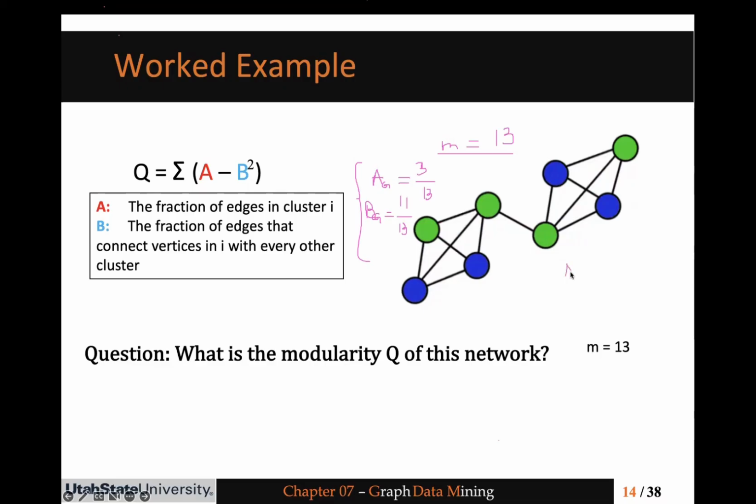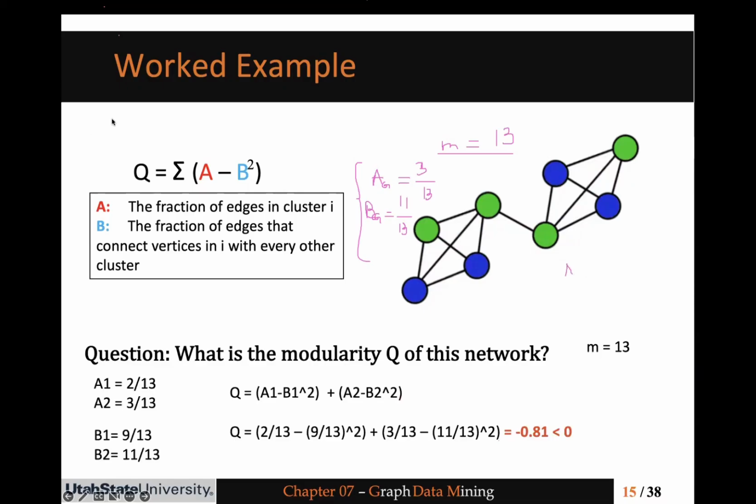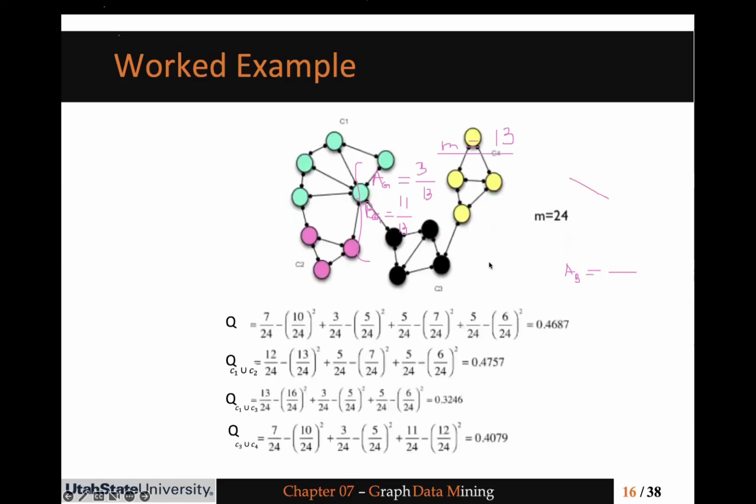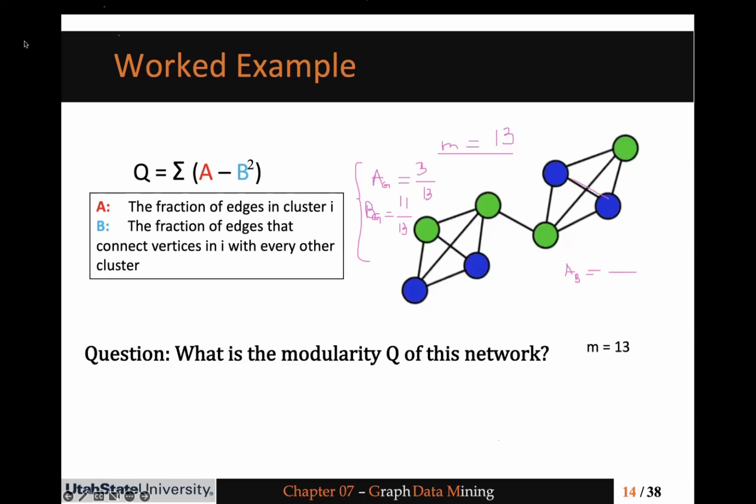So if you compute A for the blue, A sub blue in this case, we should get the fraction of edges which links the blue communities together here, and it looks like we have 1 and 2. Looks like there are exactly only two edges which link the blue communities together here. So 2 over 13 is the ratio of A sub B.